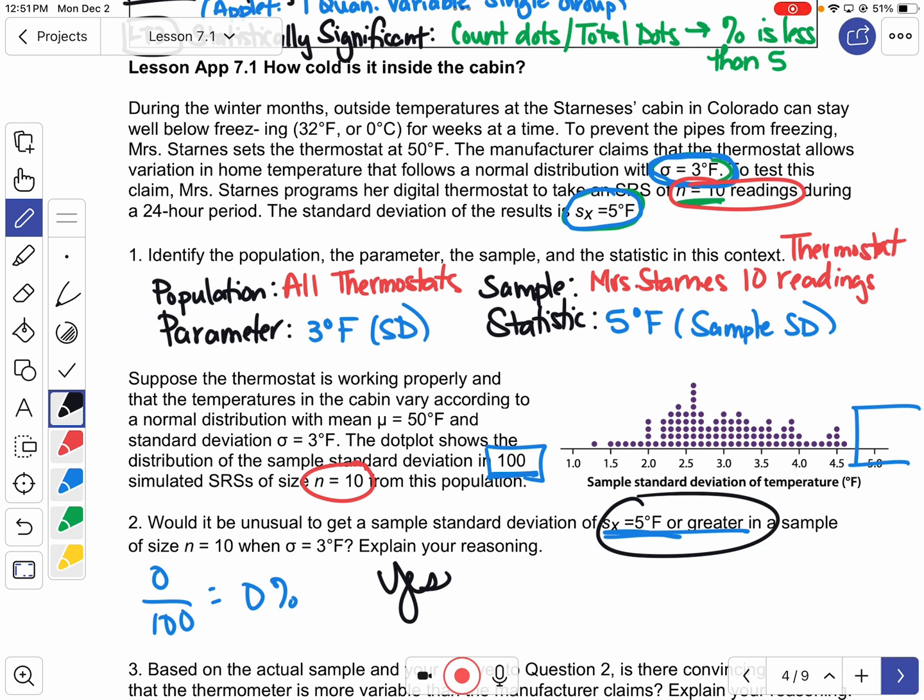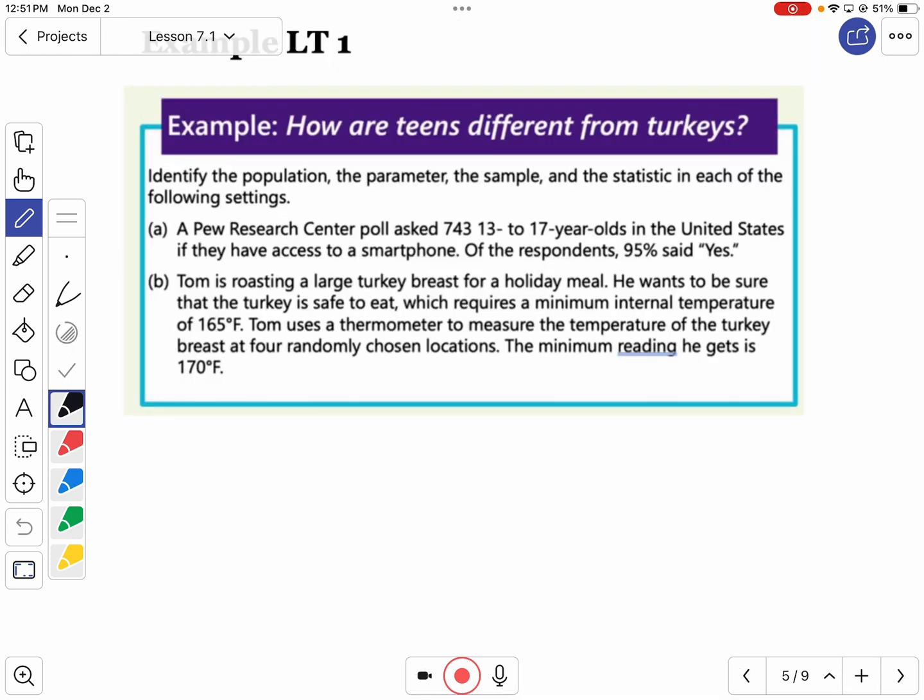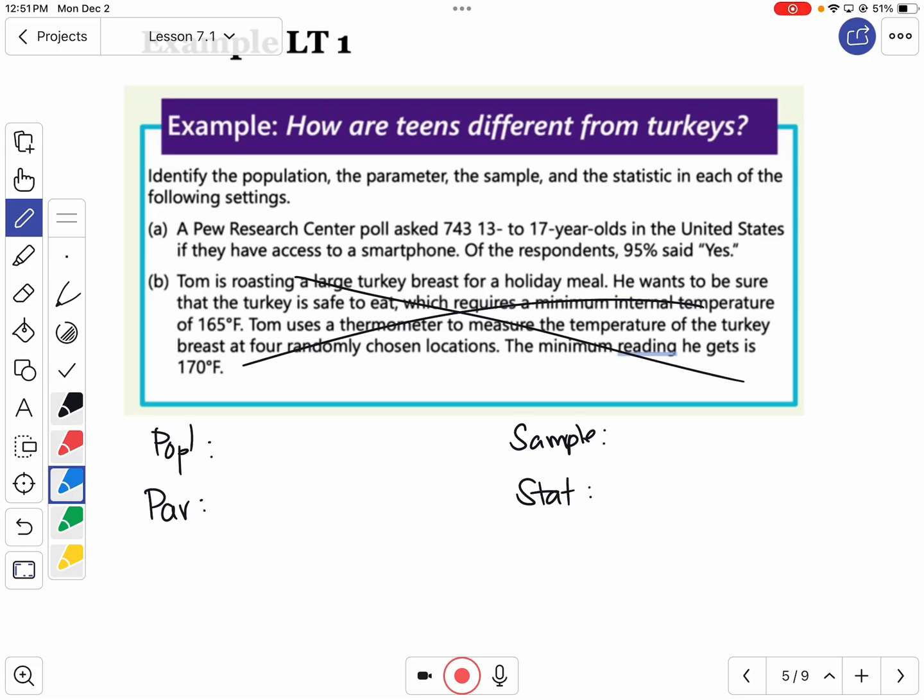Okay, well, let's look at this one. We're trying to pick out the population and the parameter. We're just going to do this first one, okay, the sample and the statistic. So population, parameter, sample, and the statistic. Okay, so a Pew Research Center poll asked 743 13 to 17-year-olds in the U.S. if they have access to a smartphone. Of the respondents, 95% said yes.